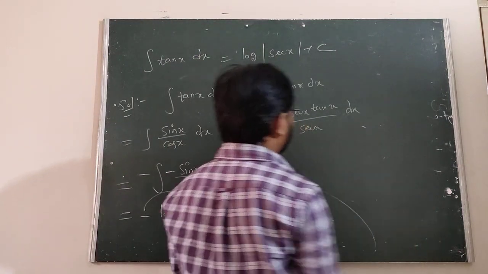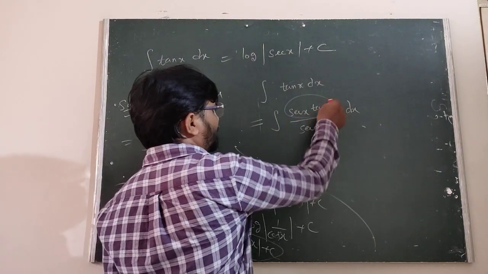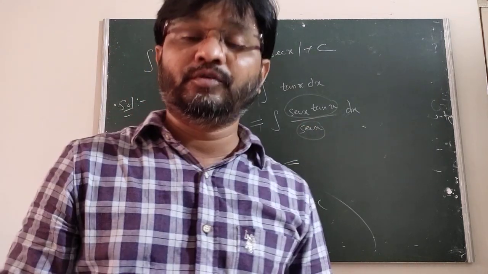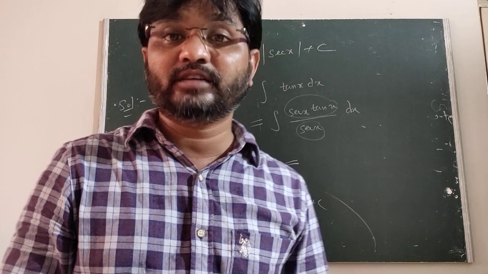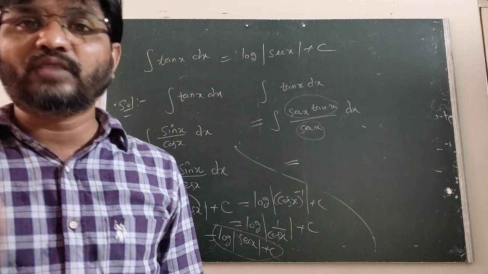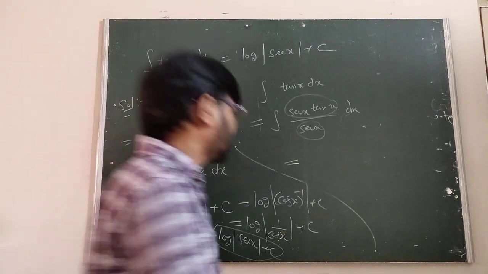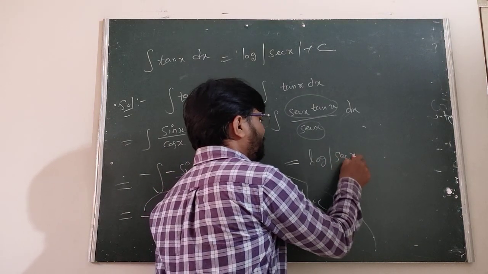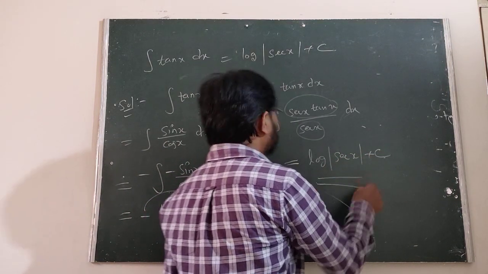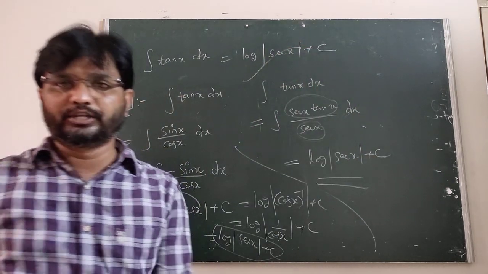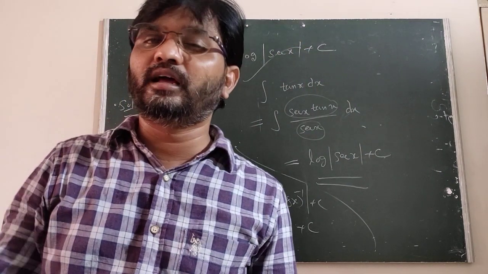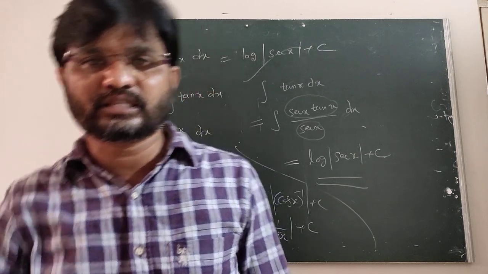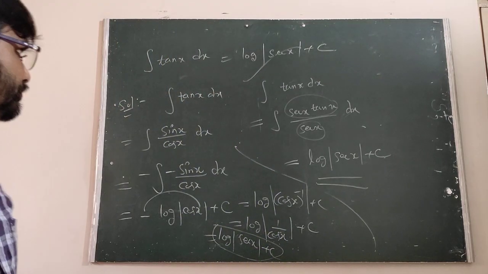Therefore, now we have to compare with this one, f dash of x by f of x. When the integral is in the form of f dash of x by f of x, then we know that is the formula of log mod of f of x. Therefore, we can write log mod of f of x, where f of x is secant x, plus c. This is our required solution. That is, the integral of tan x is log mod of secant x plus c. Is it clear?